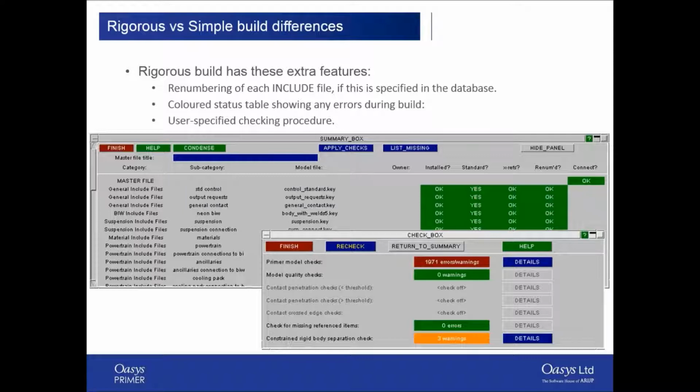It will also do some model checks. It does a normal Primer check, looking at errors and warnings, element quality checks, and some specific contact checks, looking at penetrations that are in the model. So it gives you an overall view of how well the model build has gone, and also indicates some areas that you might want to fix in the model.